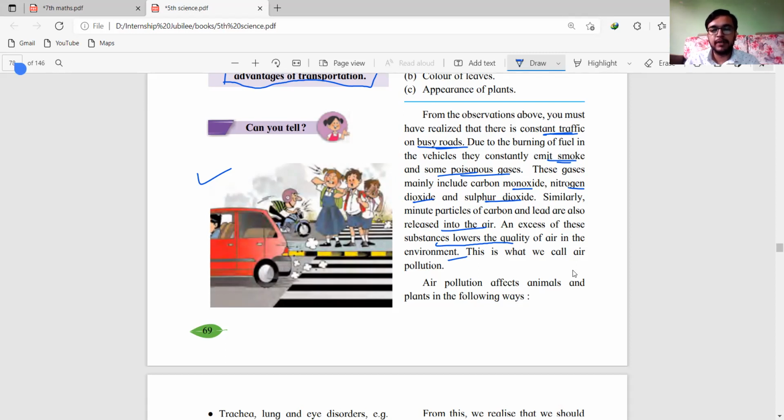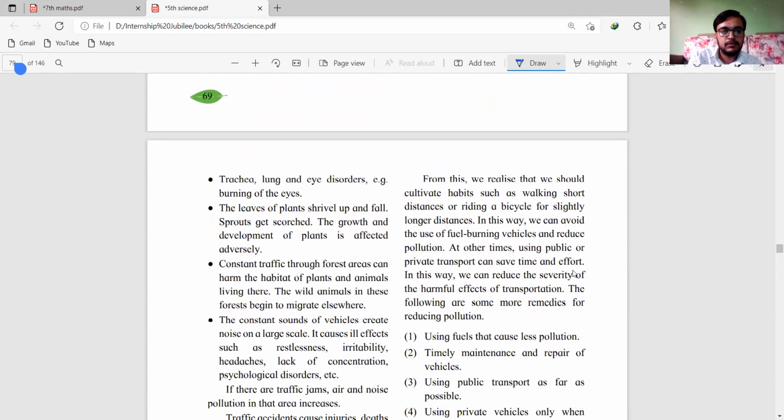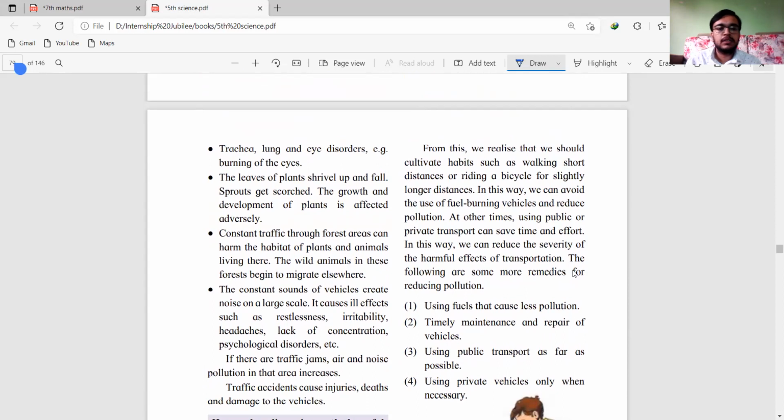Air pollution affects animals and plants in the following ways. That is trachea, lung and eye disorders. The leaves of plants shrivel up and fall. Roots get scorched. The growth and development of plants is affected adversely. Constant traffic through forest areas can harm the habitat of plants and animals living there. The wild animals in the forest begin to migrate elsewhere.